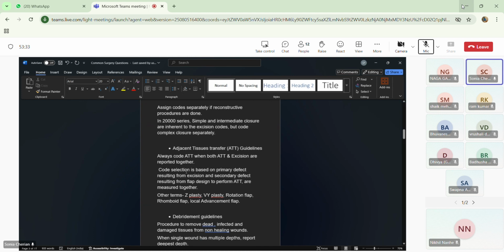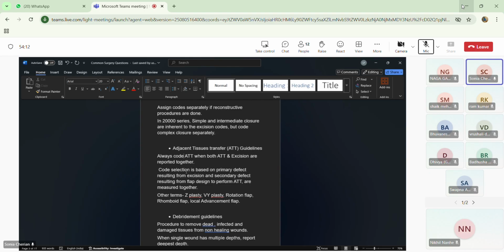Okay. So whenever ATT is being done, the code selection is based upon the primary defect. The primary defect is caused from the excision, right? And the secondary defect is caused from the flap design. They will take a flap to cover that defect, so taking a flap is also making a defect, right? So to perform ATT, these two have to be added or measured together. Mostly we multiply it into square centimeters. For example, 5 into 3. If that is the square centimeter they have given, you have to code it as 15 square centimeter.